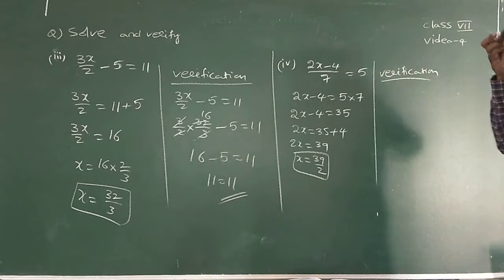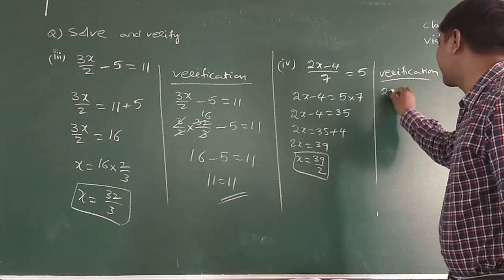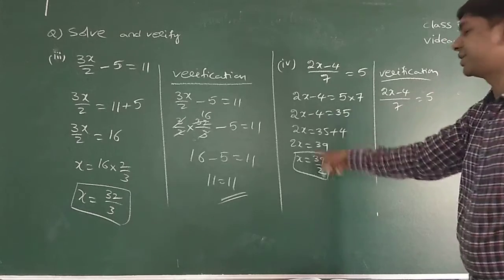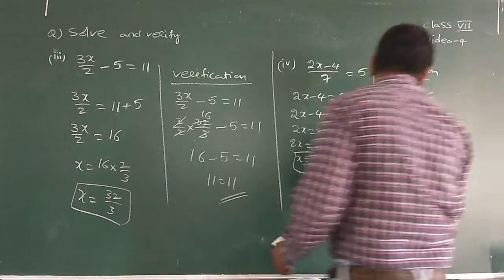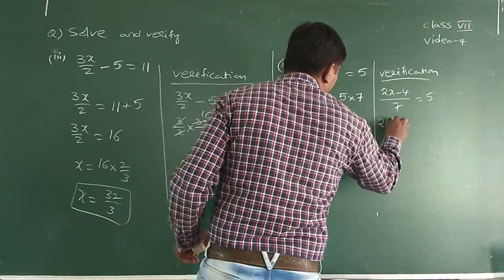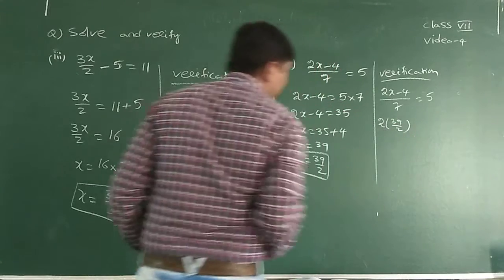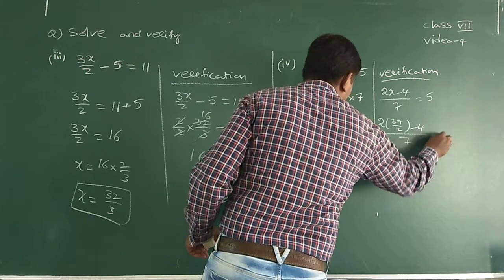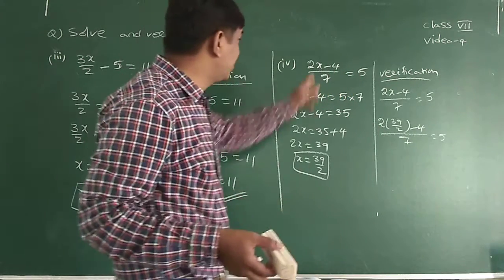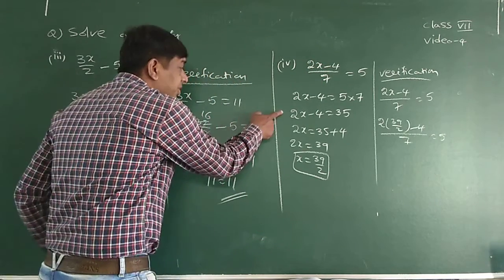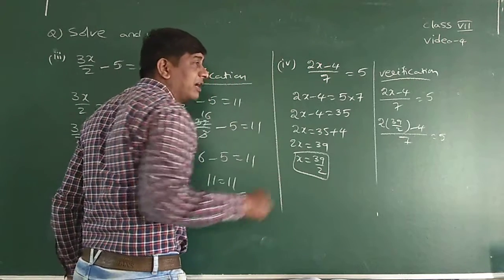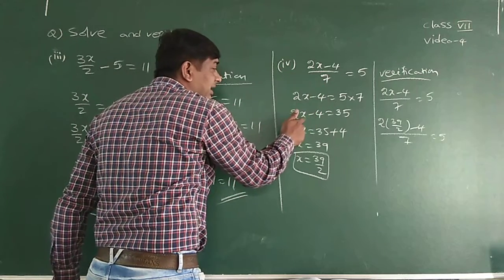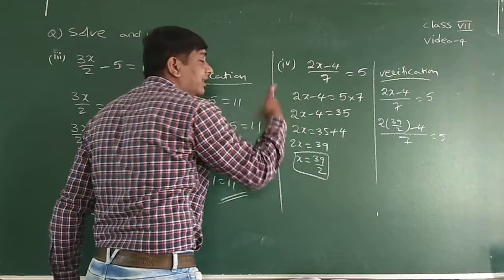What is verification here? First substitute here: 2x minus 4 whole by 7 is equal to 5. Substitute this 39 by 2 in the place of x. What do you get? 2 into 39 by 2 minus 4 whole by 7 is equal to 5. Either you can substitute in the given question or you can substitute here also, no issue. Sir, I am confused with the denominator. After transposing the denominator, you got another simple equation, and there also you can substitute.